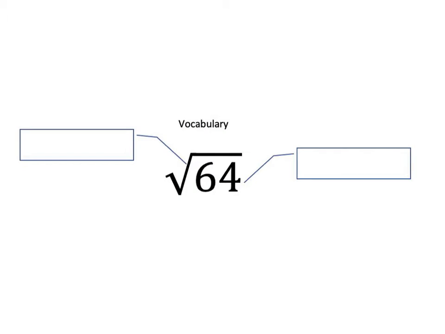So some vocabulary reminders. The square root sign is known as a radical, because we don't only have square roots, we have cube roots, fourth roots, and fifth roots. The value beneath the radical sign is known as the radicand.